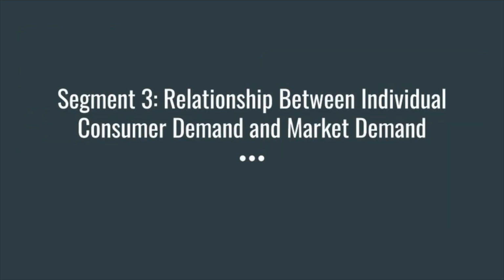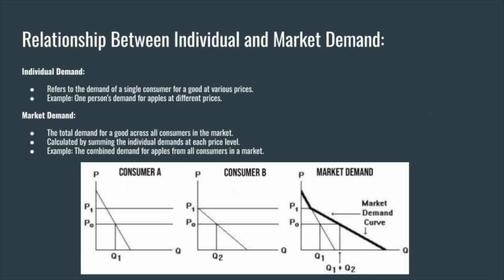Segment 3, relationship between individual consumer demand and market demand. The demand curve can represent either an individual consumer's demand for a good or the total market demand. Individual demand refers to the quantity of a good that a single consumer is willing and able to purchase at various prices. Market demand is the sum of all individual demands for a particular good at each price level. As more consumers enter the market, or as individual demands change, the market demand curve shifts. In essence, the market demand curve aggregates individual preferences into a single curve, providing a clearer picture of how the entire market responds to changes in price.